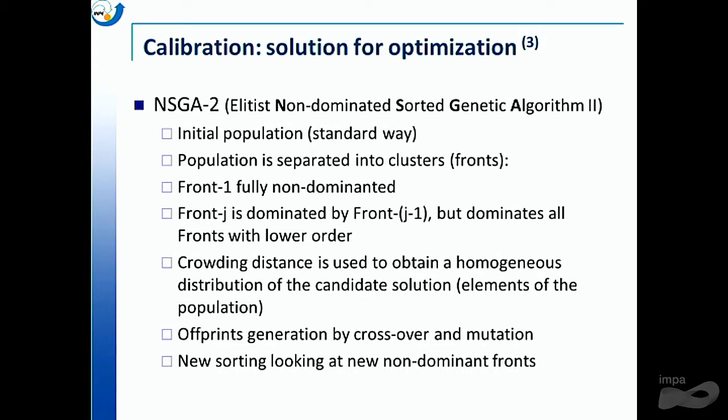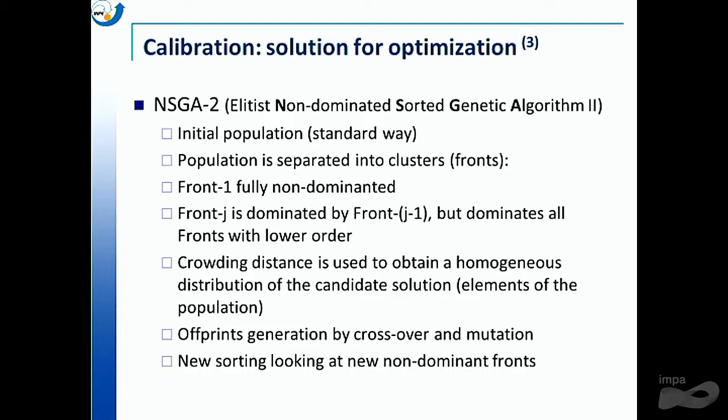In order to identify the Pareto set, you are going to use NSGA-II, the elitist non-dominated sorting genetic algorithm version 2. And so we have one initial population. The initial population is a candidate solution for this parameter, coming from the literature, for example. And then this population is separated into different clusters. These clusters mean Pareto fronts at this iteration here.